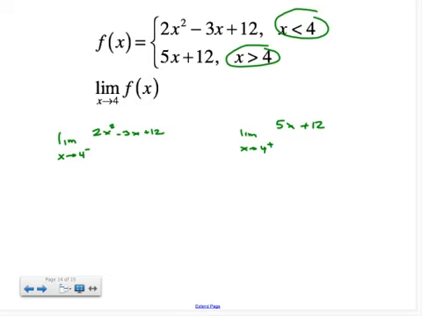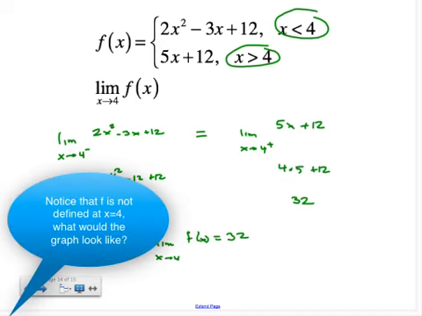So here I'm going to get 2 times 4 squared minus 12 plus 12. The 12's cancel, and I get 16 times 2, or 32. Over here I do a plug-in, and I get 4 times 5 plus 12, also 32. These two limits are equal, and that means that the full limit exists and is equal to 32. So the limit as x approaches 4 of f of x is 32.